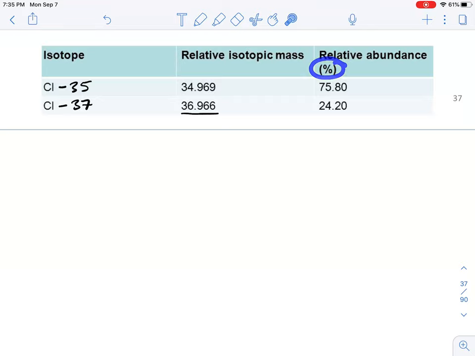So the relative abundance is always going to be expressed as a percent. Now, when you are using these values in your formula, you need to convert percent into a decimal. And so basically, you're going to divide it by 100. So that's going to be 0.7580. This is going to be 0.2420.